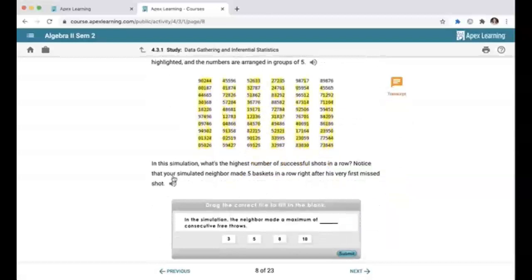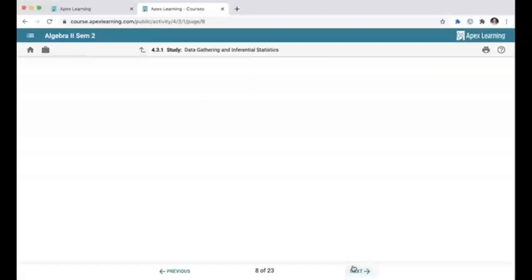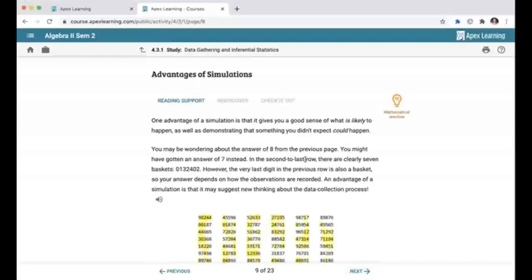So in the simulation, what's the highest number of shots in a row? It was 5, right? It was 5 right here. So they're arranged in groups of 5. Now, of course, an advantage of a simulation, if you have the ability to do one or to make one, is that it gives you a good sense of what's likely to happen.